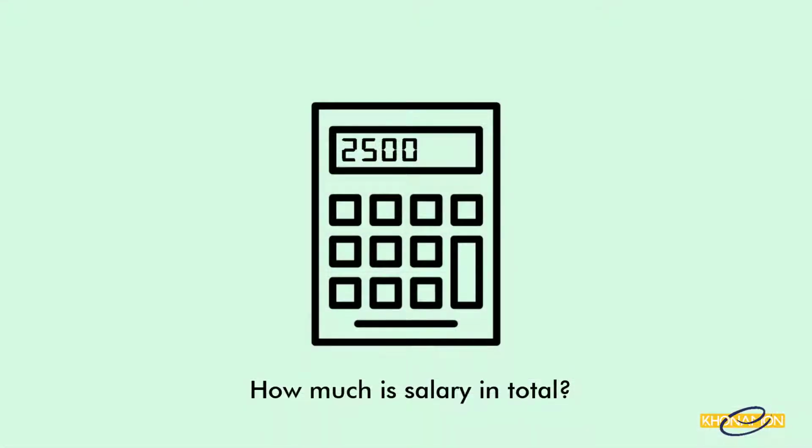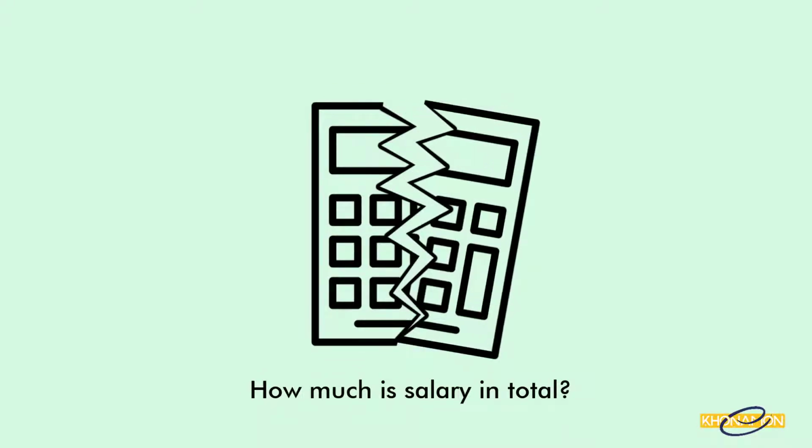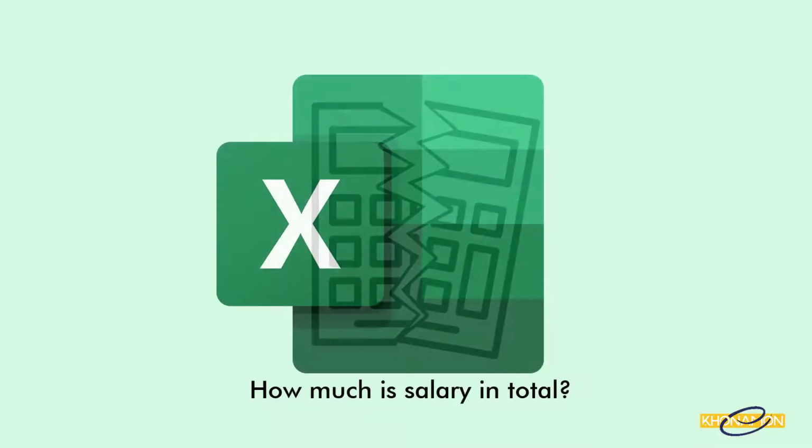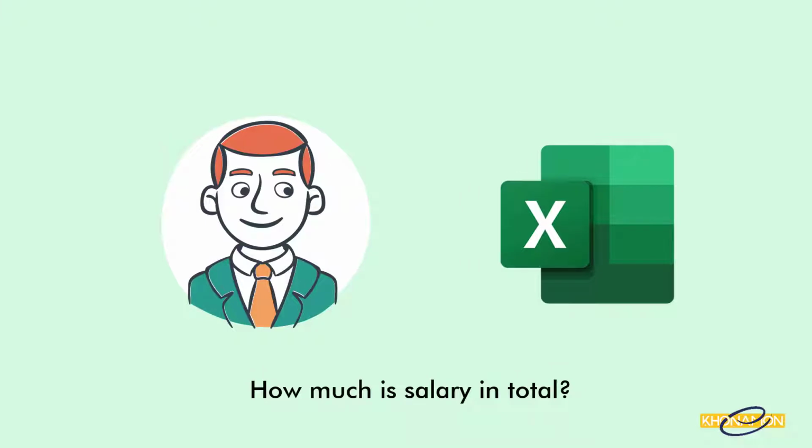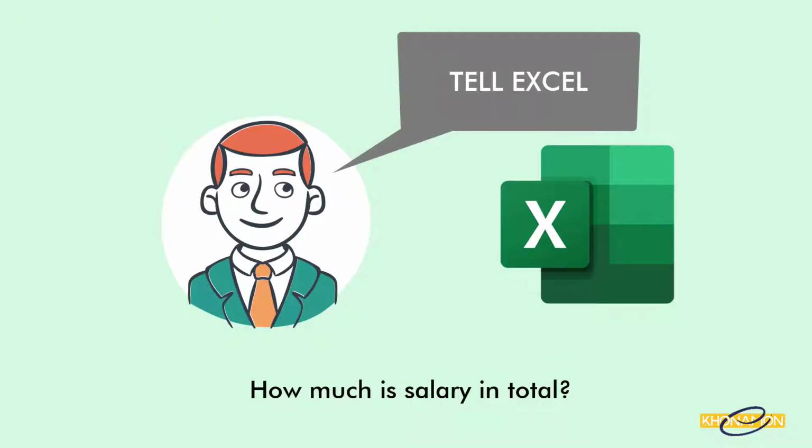For the result, we have to sum all the numbers in the salary column one by one with a calculator. Imagine that you have so many rows, so calculating is not wise in this case. But Excel does it for us in a blink of an eye. First, we have to tell Excel to do it. How do we tell? With functions.